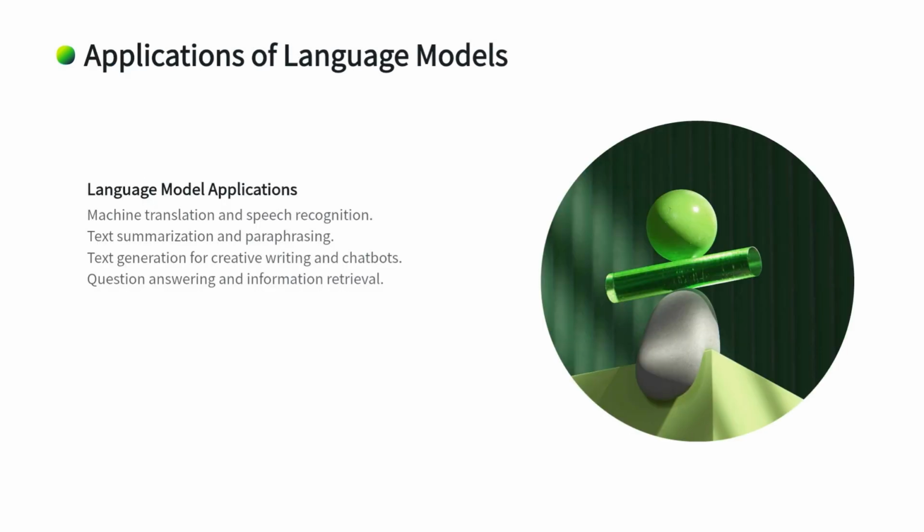Language models have a wide range of applications in NLP. Machine translation: models like Google Translate rely on language models to translate between languages. Speech recognition: language models help convert spoken words into written text by predicting the most likely transcription. Text summarization: language models can be used to create concise summaries of longer texts. Question answering: by modeling language context, these systems can answer questions based on a corpus of text.